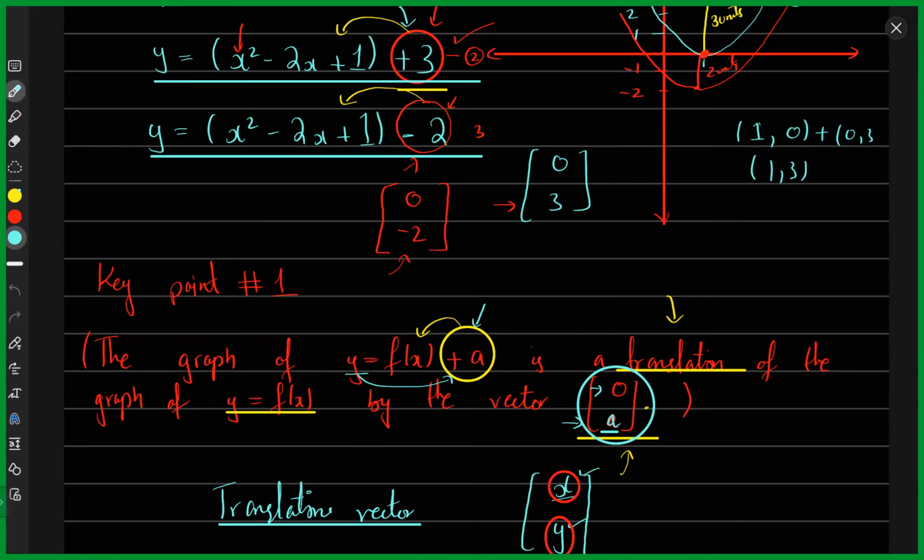So this is what I wanted to talk about for this class. (0, a) means we would be adding a in the function because this is basically along the y-axis.